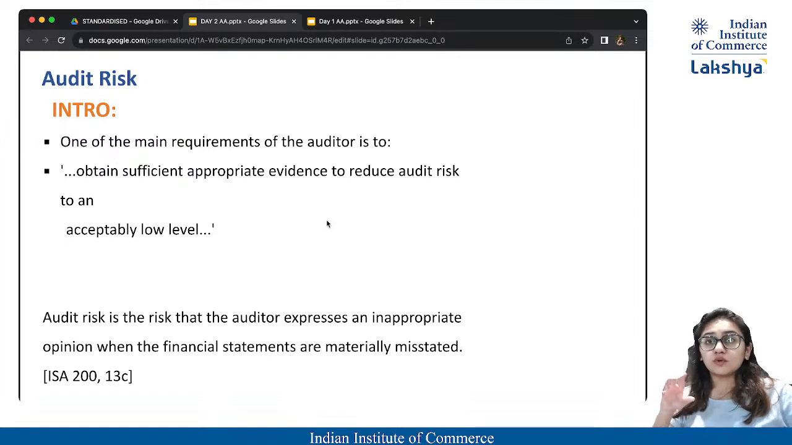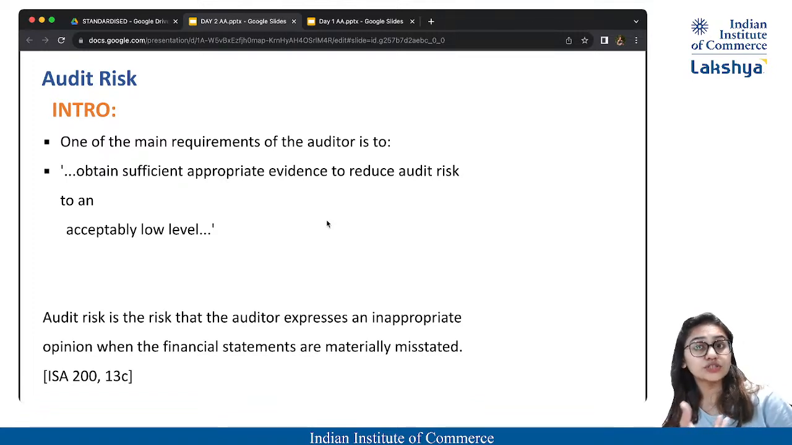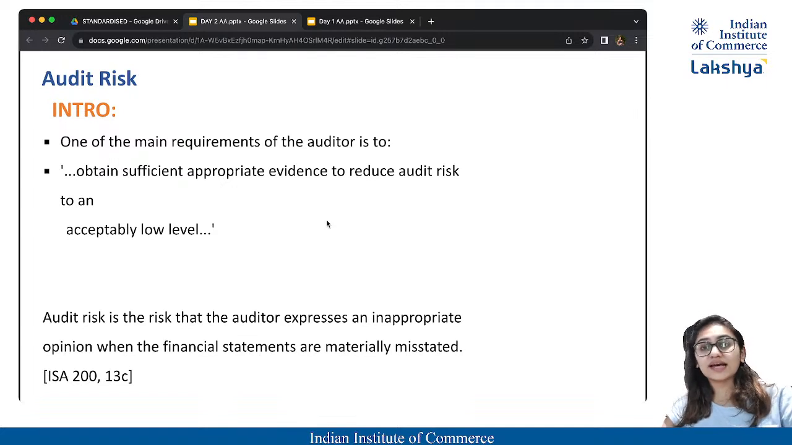So the auditor basically wants to make sure that the audit risk in a company is eliminated or reduced to an acceptable level. But what is this audit risk that the auditor wants to reduce? What is that audit risk that the auditor doesn't want in the company anymore? Audit risk is a risk that the auditor expresses an inappropriate opinion when the financial statements are materially misstated. So audit risk means if the financial statements are misstated, the auditor says otherwise. That is the audit risk. So we need to make sure that the audit risk is reduced to an acceptably low level.